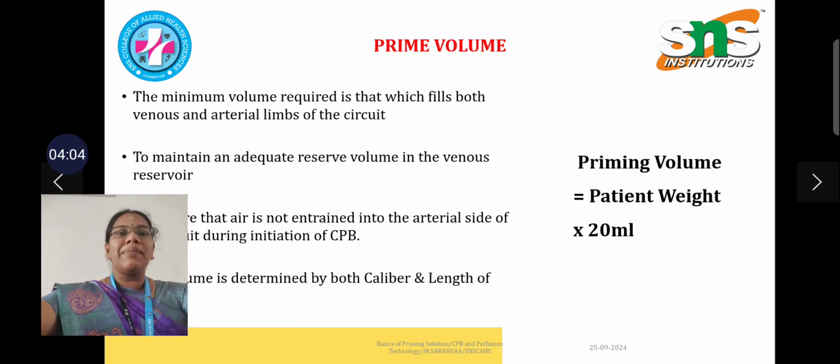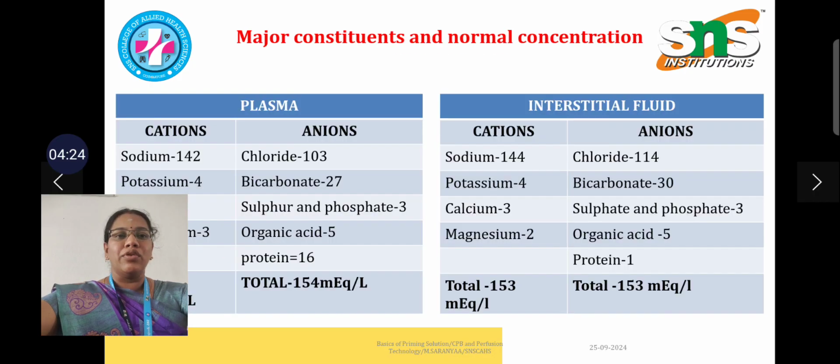How to calculate the priming volume? Priming volume is equal to patient weight into 20 ml. This volume is very much necessary to maintain an adequate venous reservoir volume in the reservoir, to avoid emptying of the reservoir and air entrainment into the circuit. And the length of your tubing and the calibration also depend upon the priming volume.